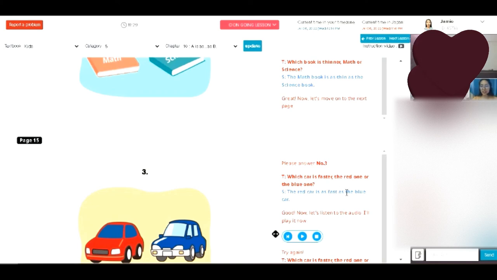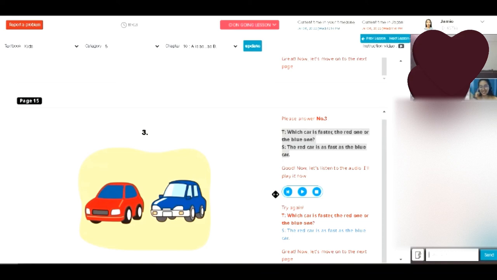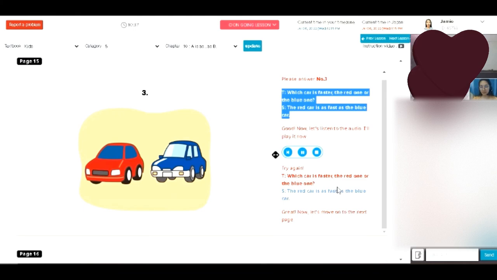Which car is faster, the red one or the blue one? The red car is as thin as the blue car. Okay. The red car is as fast as the blue car. Can you please read? Hold on. The red car is as fast as the blue car. Okay, very good. Let's listen to the audio. Which car is faster, the red one or the blue one? The red car is as fast as the blue car.